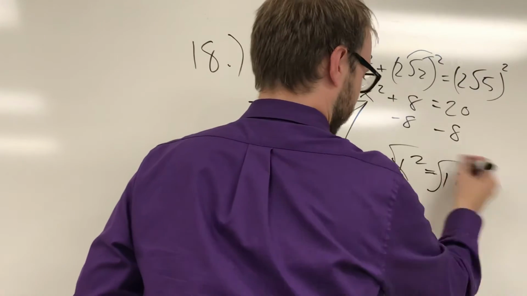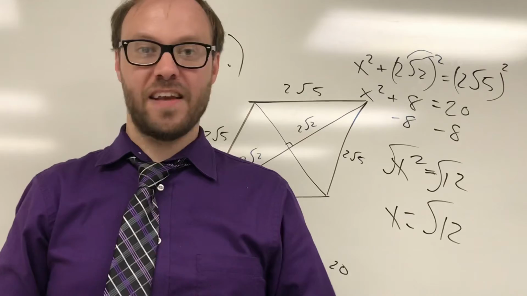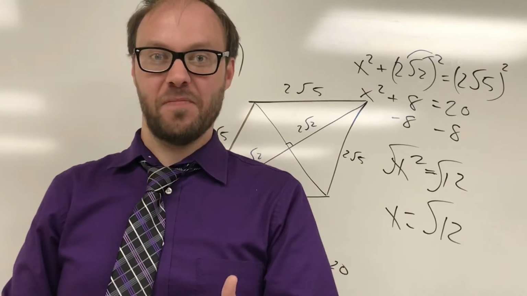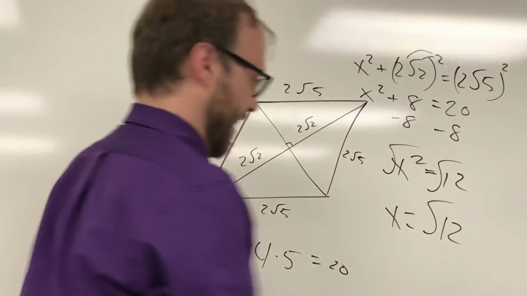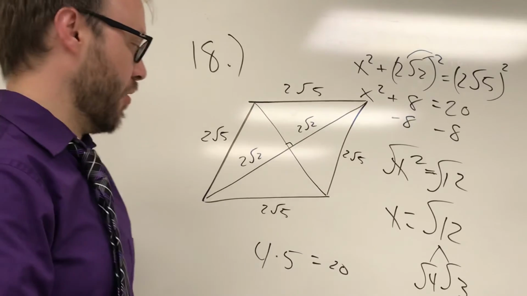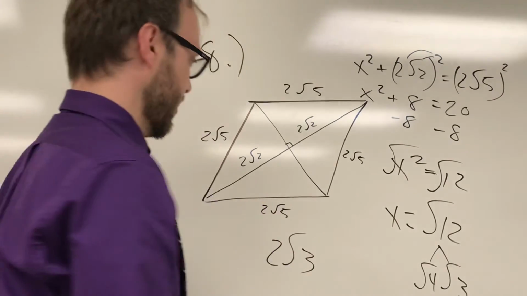Okay, we'll take the square root of both sides. x is the square root of 12. But remember, just like in 3rd grade when you had to simplify a fraction, for the rest of your life, when you have a radical, you have to simplify it. It breaks down into radical 4 times radical 3, okay? Square root of 4 is 2. 3 doesn't break down, so it becomes 2 radical 3.